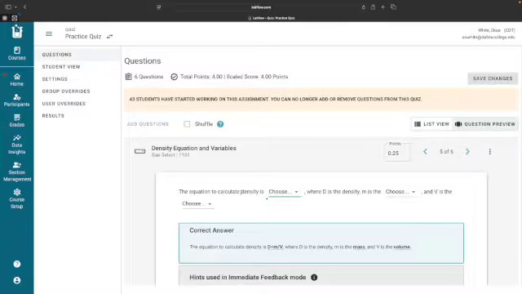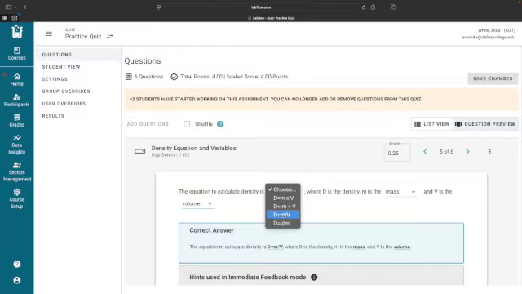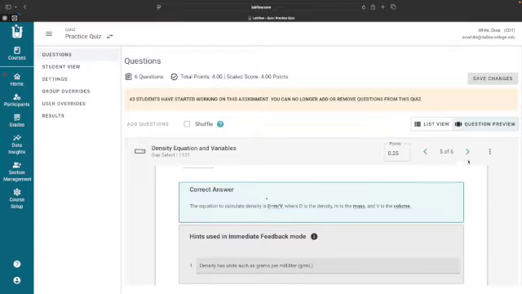The equation for calculating density is this one here, D equals M over V, where D stands for density, M stands for mass, and V stands for volume. Okay. So then I can select these three. Let's see what they say. Yep. Mass and volume. Okay.